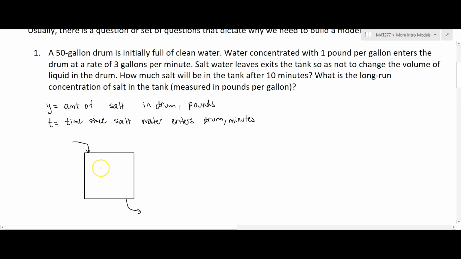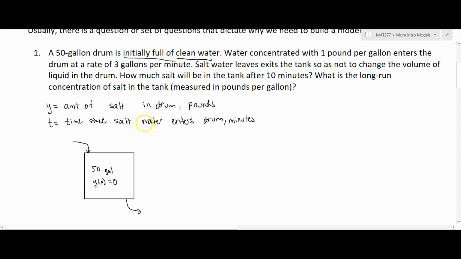So inside of here, we know that this is a 50-gallon drum, so I can label this with 50 gallons. And I also know that y at time 0 is going to be 0. It's initially full of clean water. So one of the things I like to put in this is my initial condition that y at time 0 is 0.